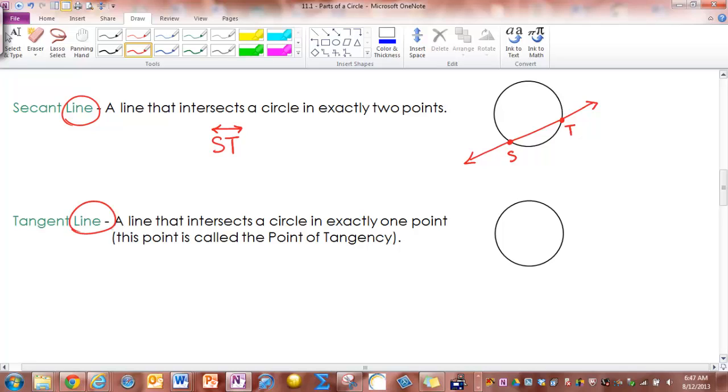The last one is called a tangent line, and a tangent line is a line that intersects a circle in exactly 1 point. So here's an example of what a tangent line looks like. It just barely grazes along the circle, along the outside. And that point where it touches is called the point of tangency, which is F in this case. And I'll put another point on my line, G. So my tangent line is FG, line FG, and the point of tangency is where that tangent line touches the circle, which is F.